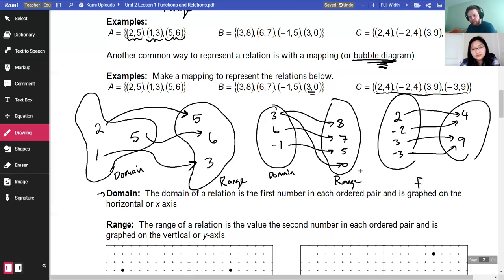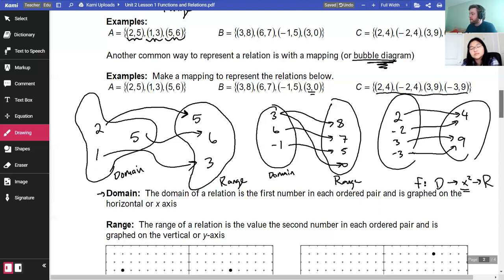I'm going to call that rule F. I could call it any letter I wanted. And what this rule is doing is it's taking the domain value and applying the rule, square that domain value, and then it's giving you a range value. Okay. 2 goes to 4, negative 2 goes to 4. That's because there's this rule happening. So sometimes you can identify rules, sometimes you can't. We will be concerned with relations of which you can define a rule.